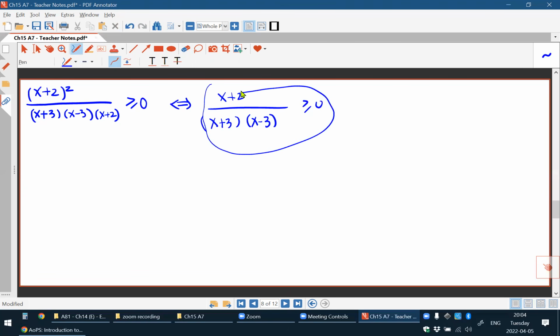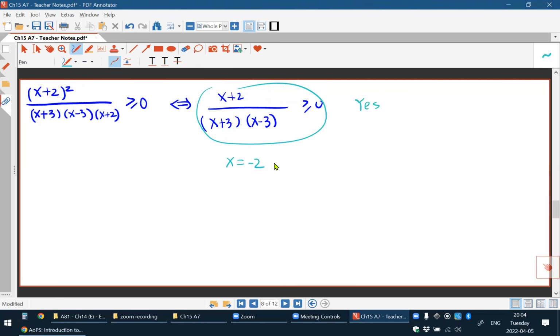So my question is, is the right side here equivalent to the left side? Are they equivalent? Equivalent means they have the same solution. So do these two inequalities have the same solution? No, you know, right? But let's consider the inequality on the right. Can x be -2? Or in other words, is x equals -2 a solution to the inequality on the right? Is it a solution?